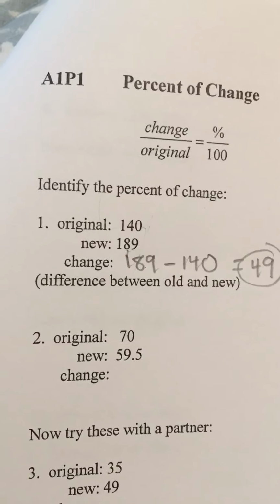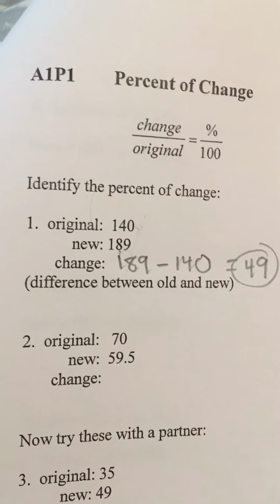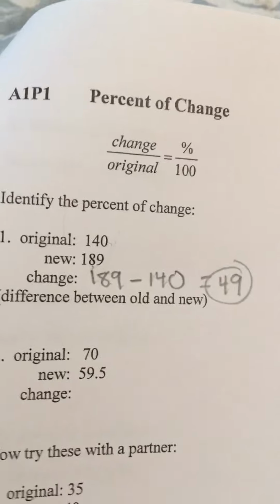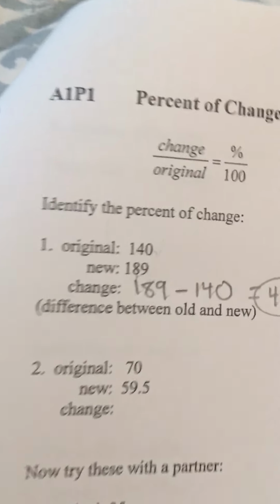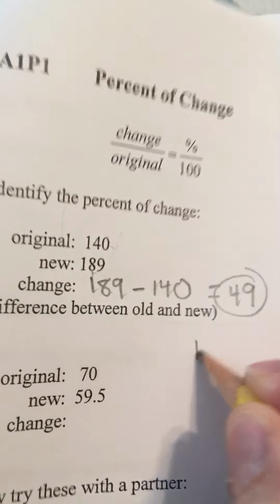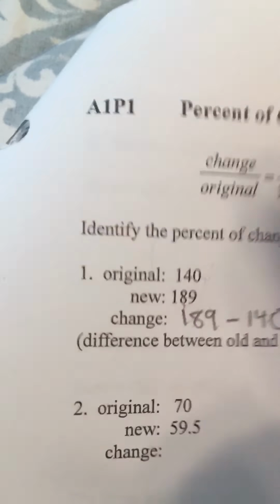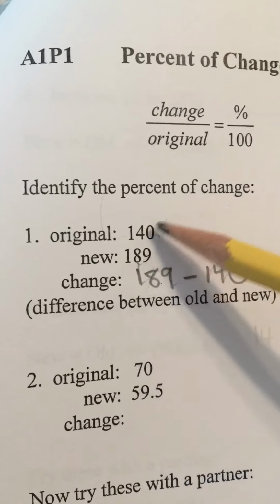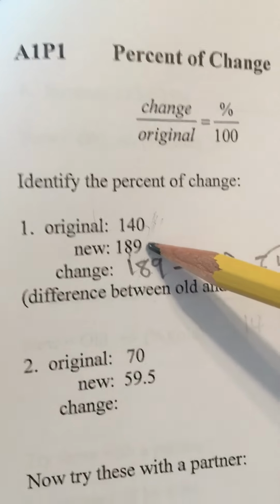Now, is this an increase or a decrease? Well, if the price went from 140 to 189, I would say that's an increase of 35%. I always think it's easier to say whether it's a percent increase or decrease just by using logic. Did it go up or did it go down?